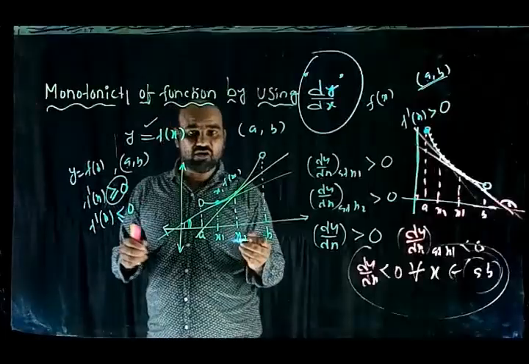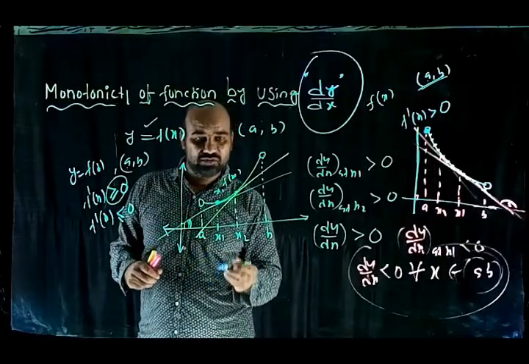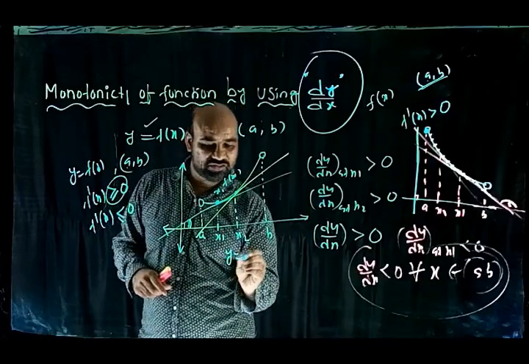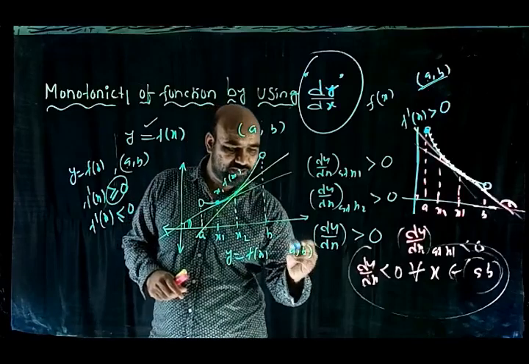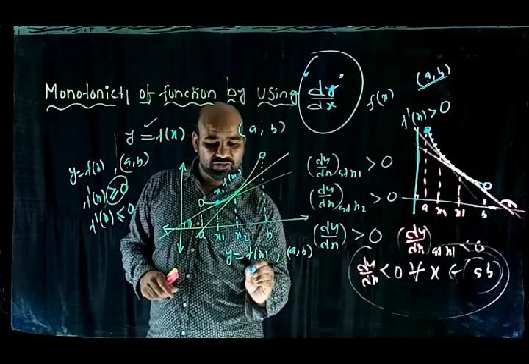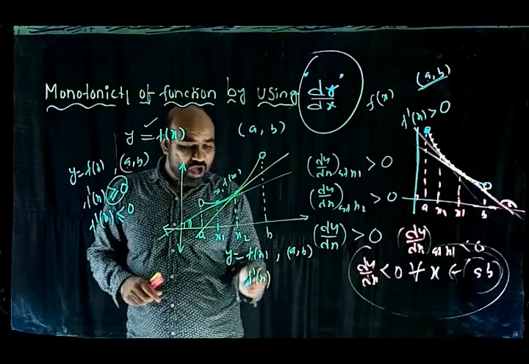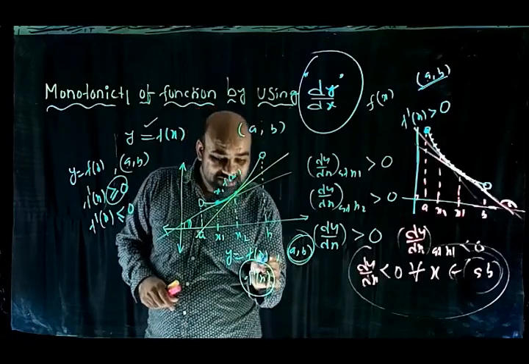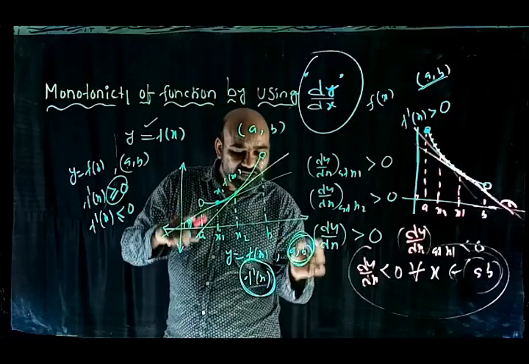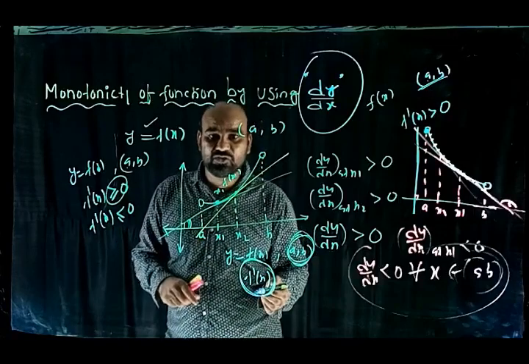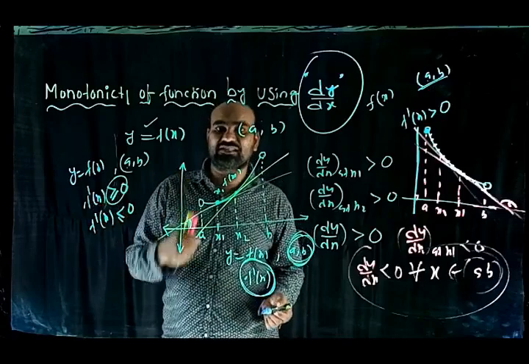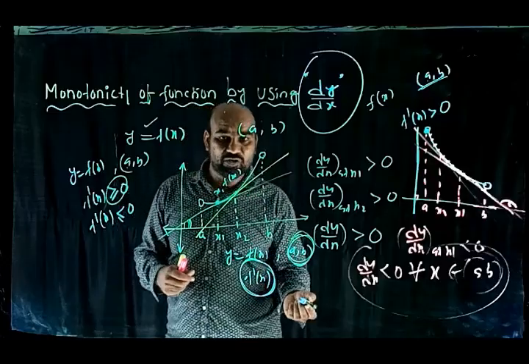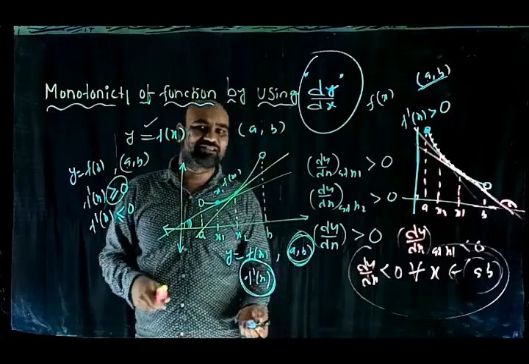Okay students, now I want to explain the working rule to check the monotonicity of a function in an interval. So y is equal to f of x is a differentiable function in this interval a to b. First of all, find the first derivative of the given function. Now apply the sign scheme for f dash of x in this interval. For some values of x, f dash of x is greater than 0, and for those values of x, the function is increasing. For some values of x in between a to b, f dash of x is negative, and for those values of x, the function is decreasing.